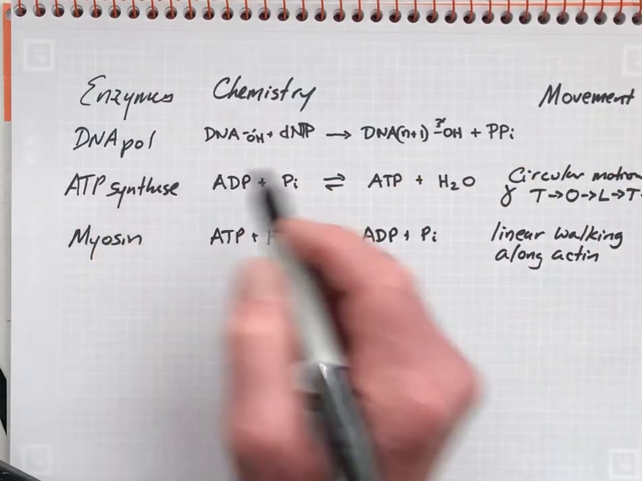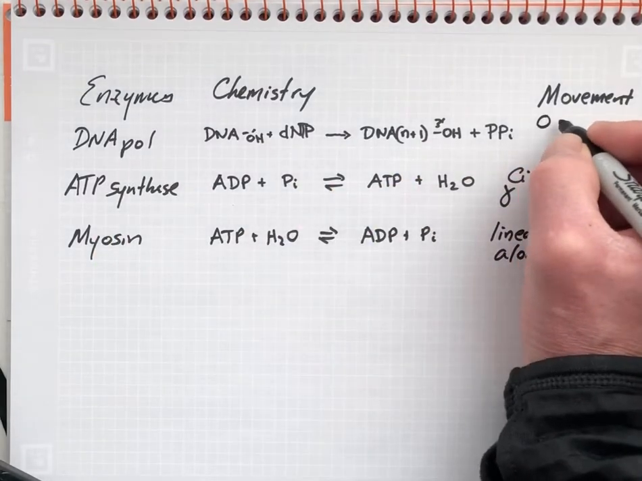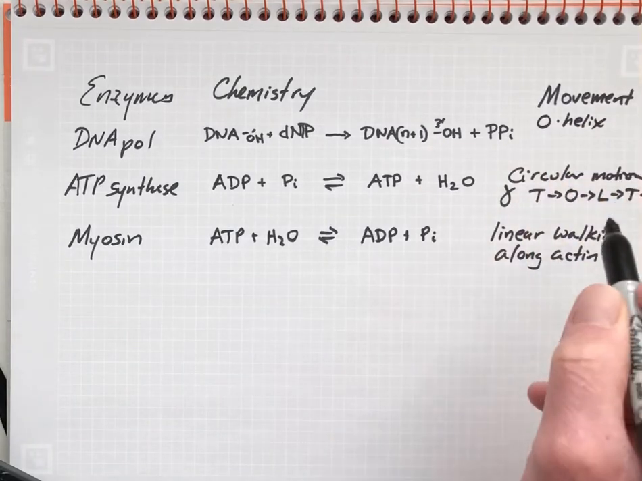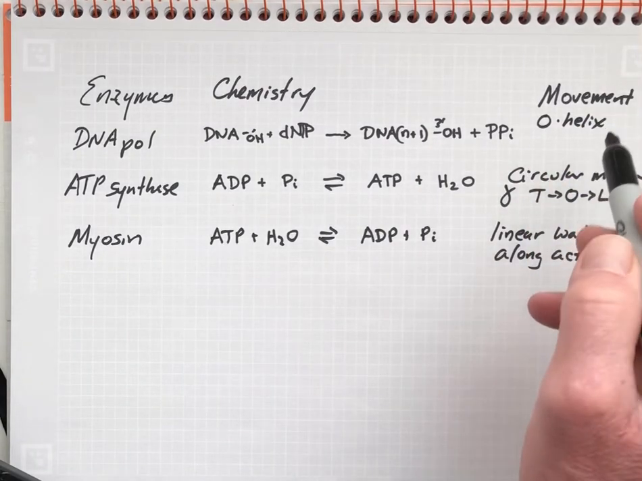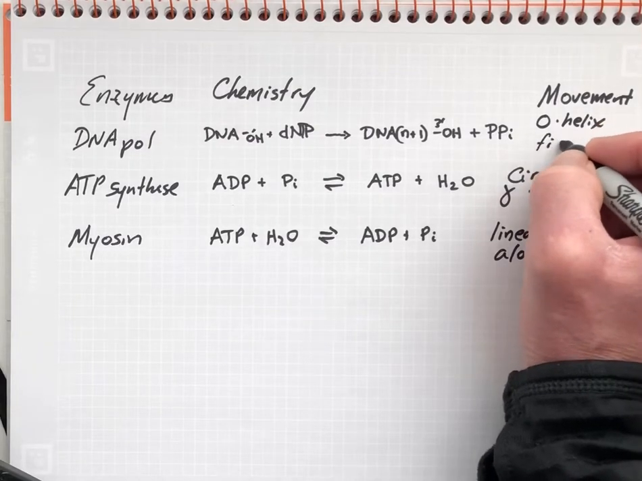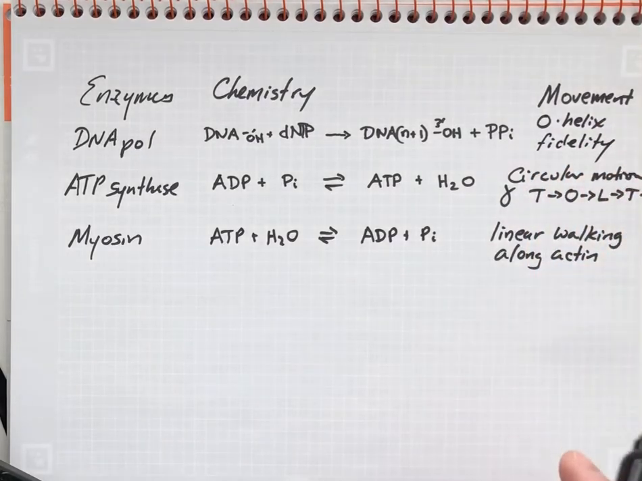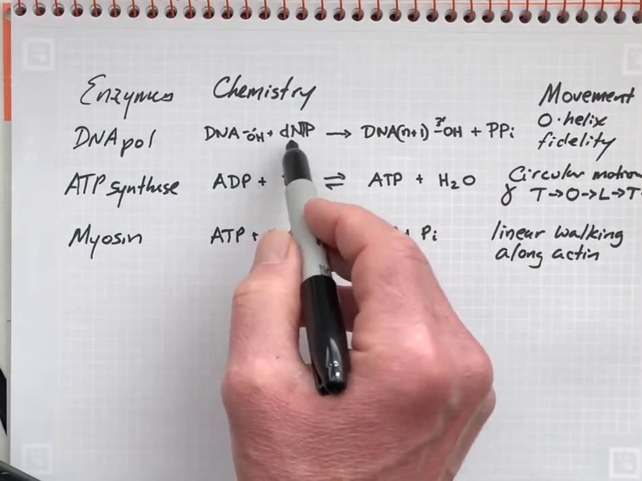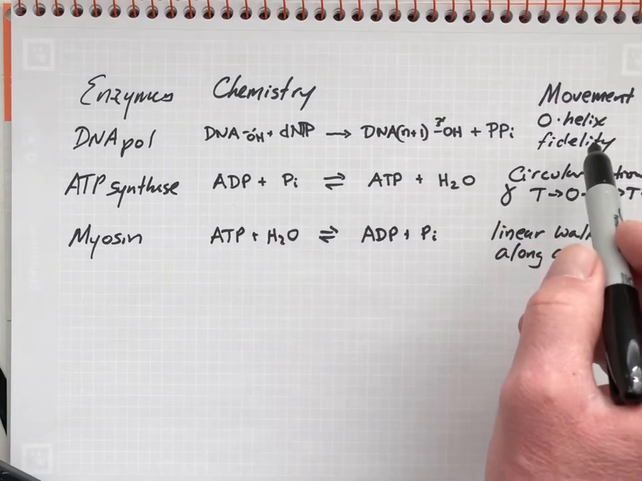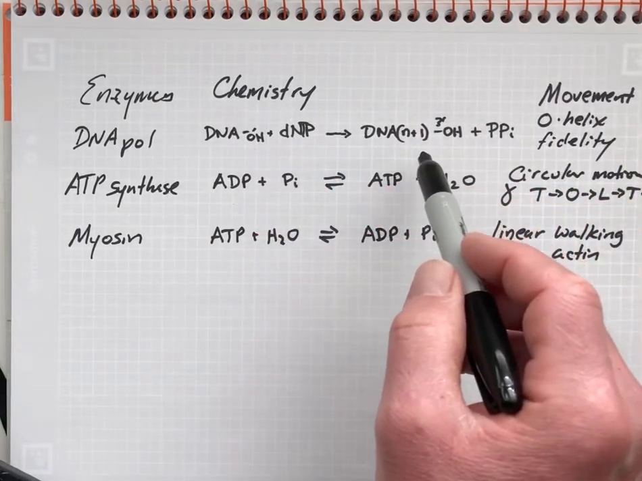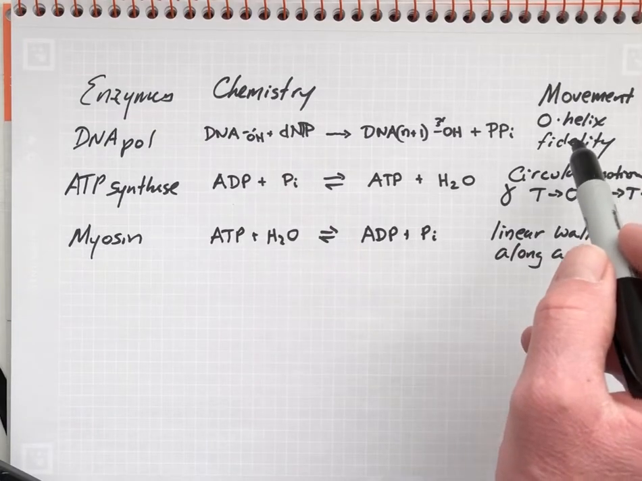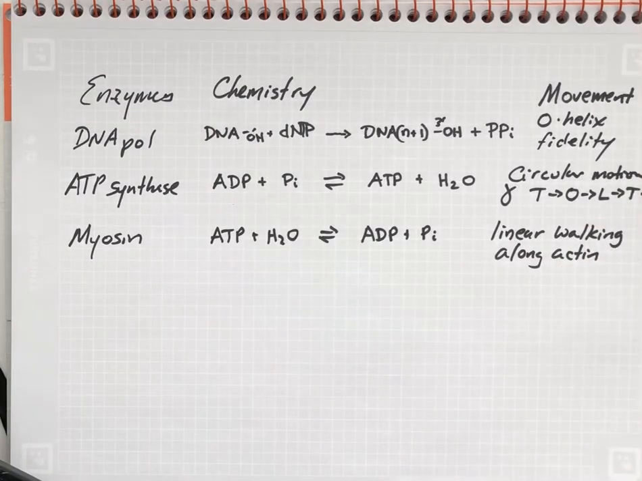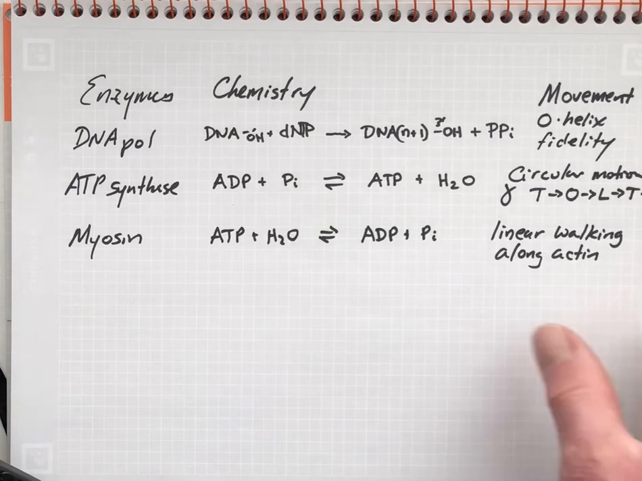And for DNA polymerase, there's also a movement. It's the movement of the O helix. And the purpose of this movement is to ensure accuracy or fidelity. Fidelity of the choice. The template directs which nucleotide we're accepting for this chemistry, and that choice is made more accurate by movement of the O helix. To try to illustrate what I mean by that, I'm going to use some puzzle pieces.